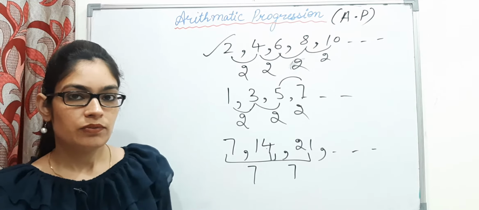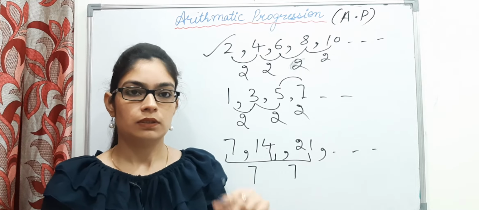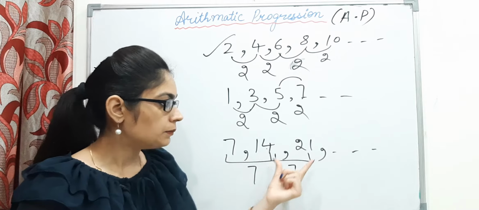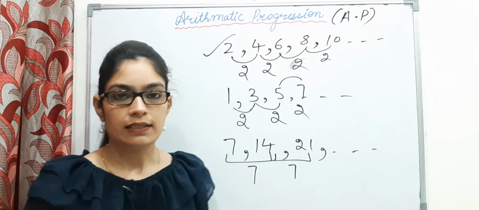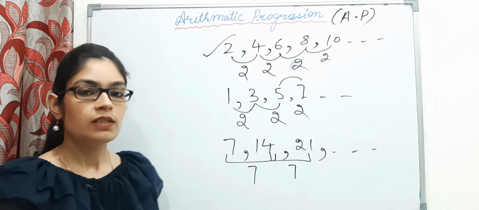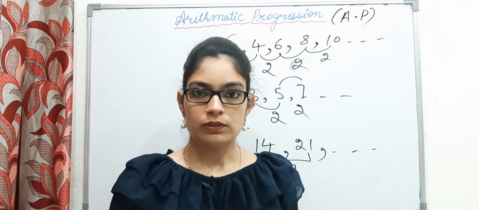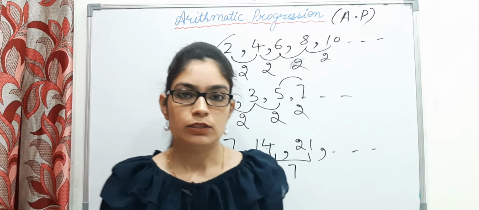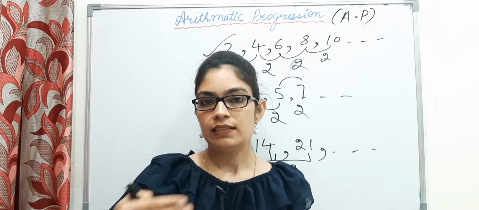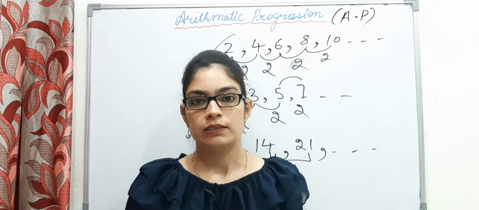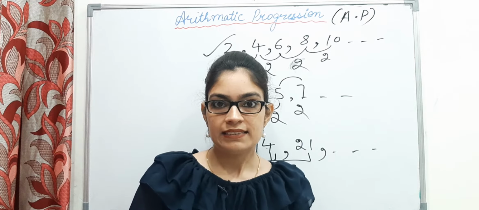Such types of sequences, where the difference is the same between two terms throughout, are known as arithmetic progressions. Arithmetic progressions are very useful in our daily life also. If you have seen the sitting arrangement in cinema halls, the seats are arranged according to some sequence. There also they follow arithmetic progression.